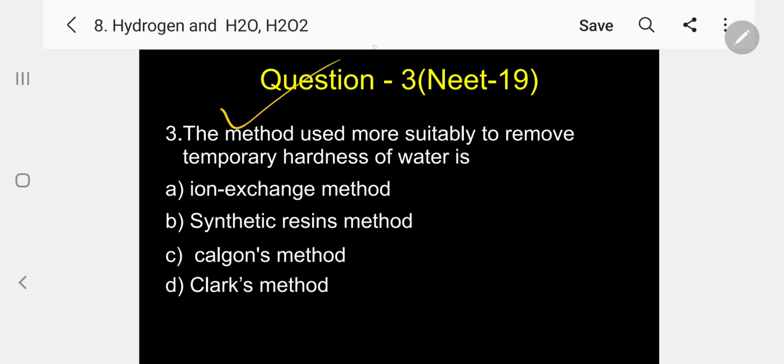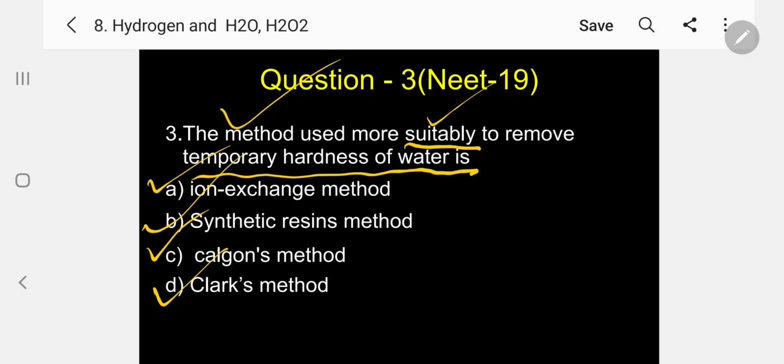The method used more suitably, please understand, more suitably. Actually, in the original question paper, this word 'suitably' is missing, because without 'suitably' the question will be wrong. The method used more suitably to remove temporary hardness of water is: A, ion exchange method; B, synthetic resin method; C, Calgon's method; and D, Clark's method.